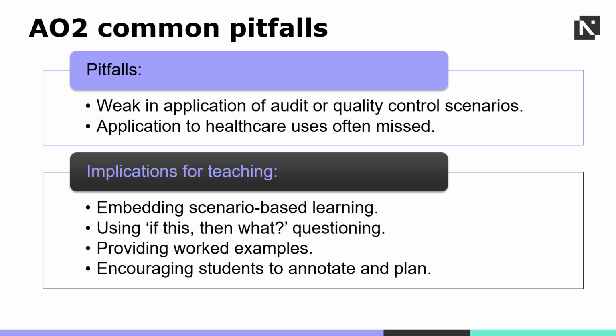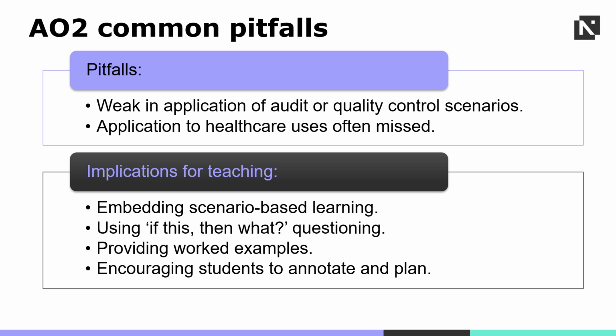Looking across both Paper A and B, we can identify some consistent challenges with AO2, application of knowledge to familiar and unfamiliar scenarios. One common issue is that students are weak in applying knowledge to audit or quality control contexts. For example, they might know what quality control is, but struggle to explain how it works in a real lab scenario, or how it might be improved based on a given situation.